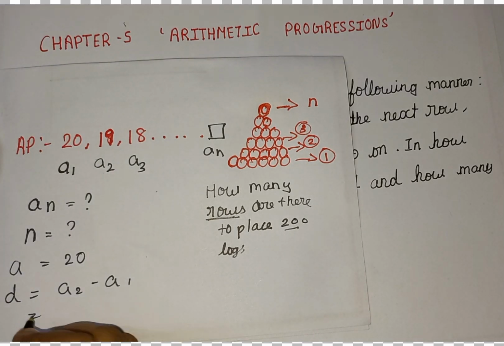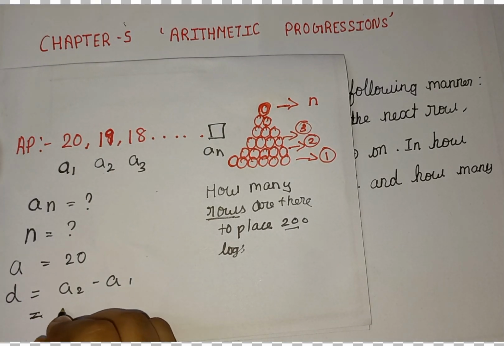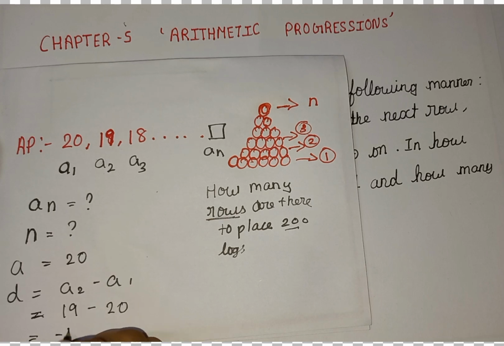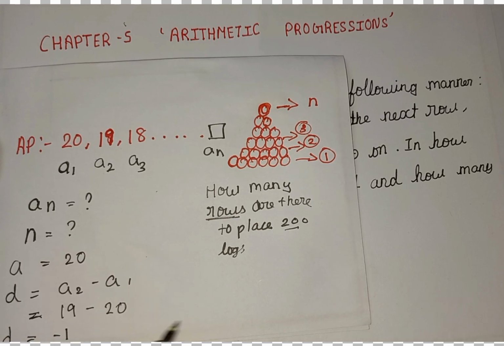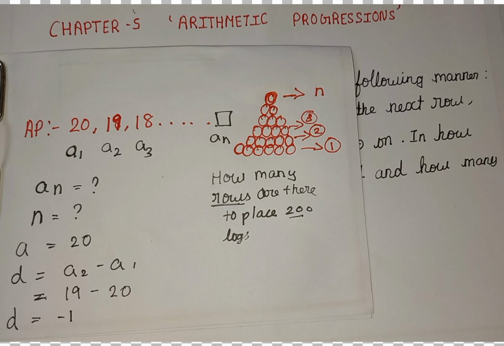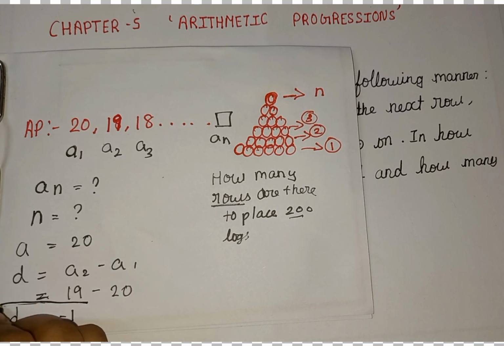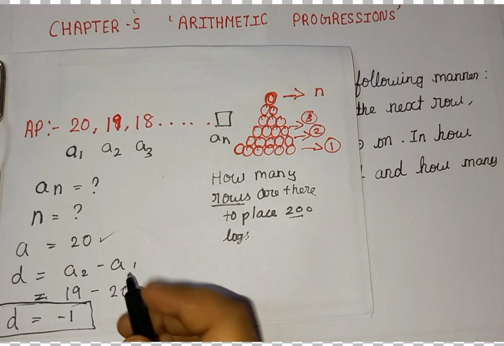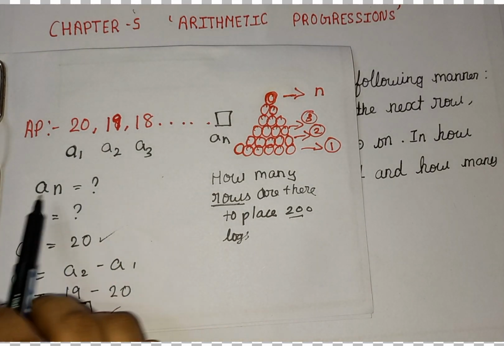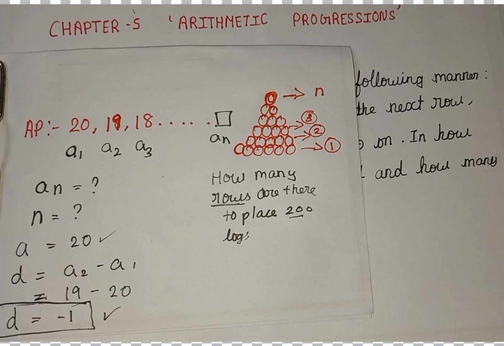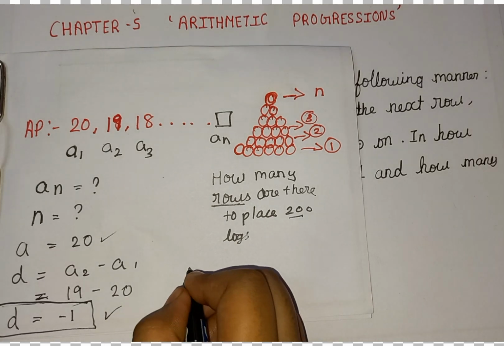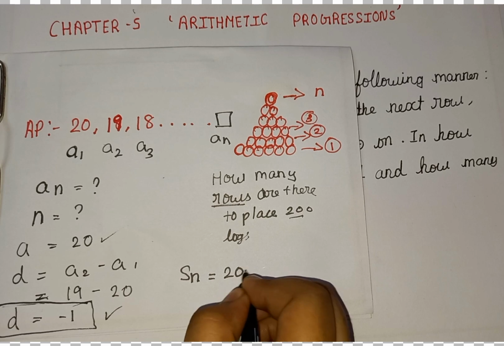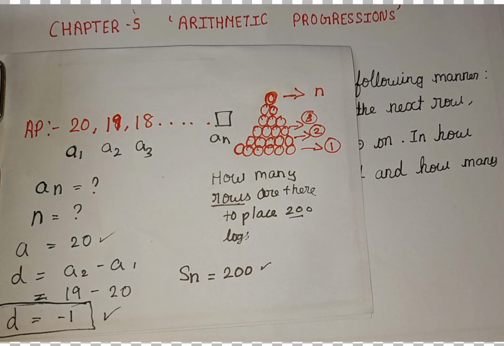So now d is equal to a2 minus a1, a2 is 19 and a1 is 20. When we subtract, we get minus 1. So the d value is minus 1. Now we know the a value and the d value, and we don't know the an value and n value. So what is the Sn? The total number of logs we have is 200, right? So now we know the Sn value.